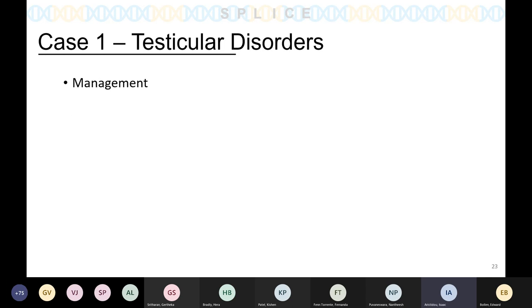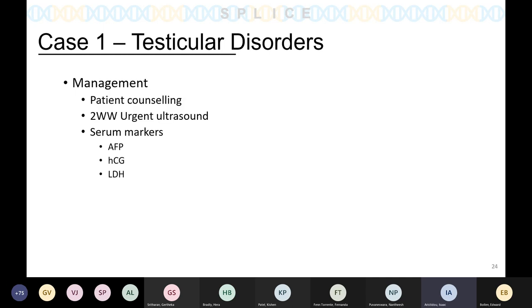So management, we said already, this patient needs to have an ultrasound. So patient counselling as well is quite important. In our OSCE, there was a patient who had potential bowel cancer. And you have to explain why you think this is a diagnosis, what's going to happen next in terms of investigations, etc. So it's quite an important factor to consider.